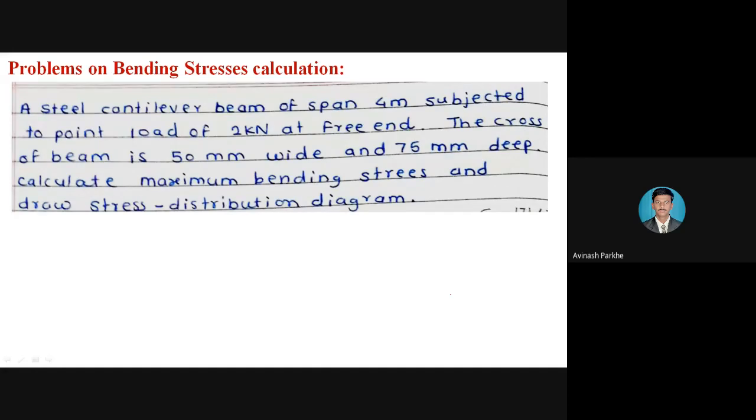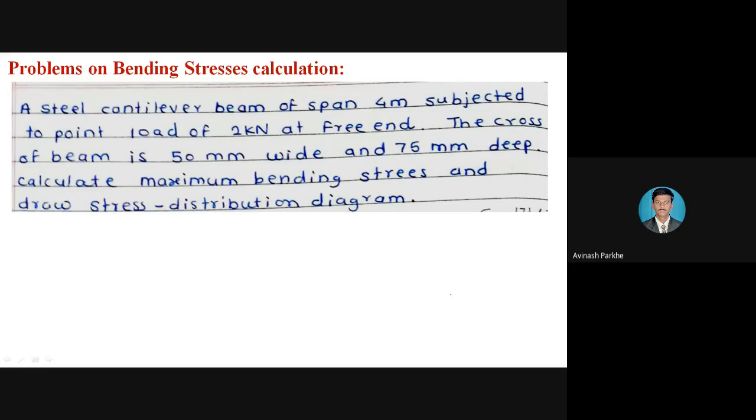If you go through the bending stress formula, that is M upon I is equal to sigma upon y is equal to E upon R. In that formula, we need the bending moment calculation, that is capital M, then the moment of inertia, which is indicated by the capital I, and the second one, the distance of CG, which is called the Y or the Y bar. So the calculation of Y, calculation of MI, and the calculation of capital M, that is bending moment.